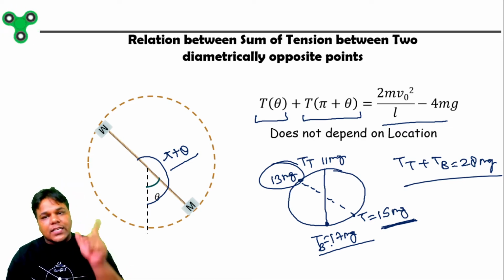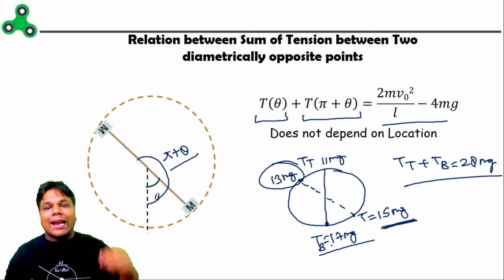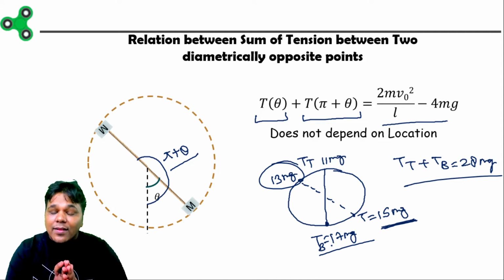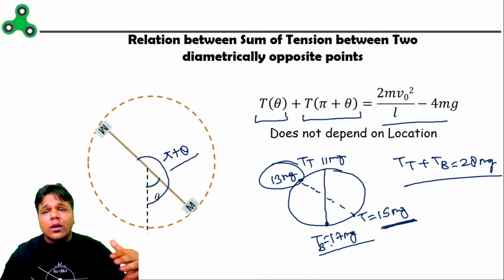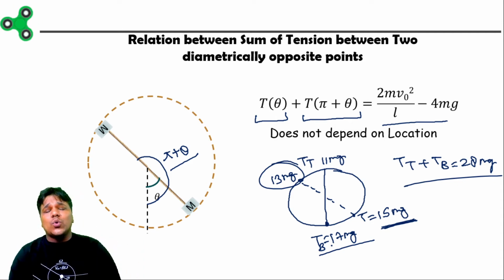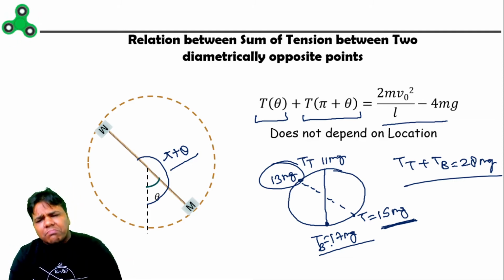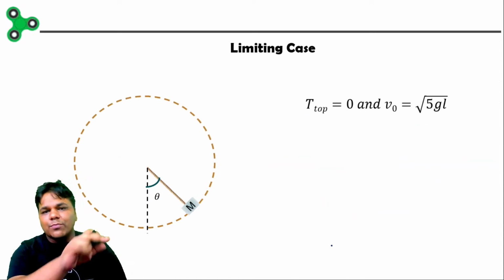The difference of tension does not depend on the initial velocity, and the sum of the tension does not depend on angle theta. Are you getting my point? You can solve the questions which already came or are going to come in your JEE exams directly on the basis of these two very good and very beautiful relations. You can simply do that. Okay, let's move to the next point.